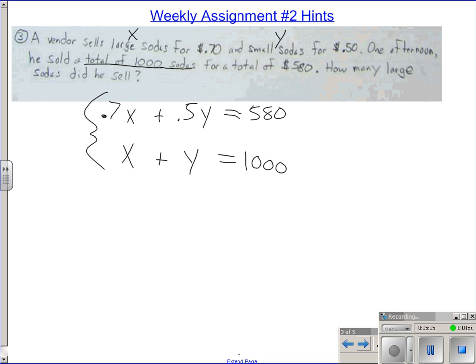So to solve for x and y, which we really only need to solve for the large number of sodas, we really only need to solve for x. What I would do is either substitution or elimination. Okay, so those are the methods to solve a system. So we'll just get you started. Since we only need to solve for x, I would solve this bottom equation for y. That's 1,000 minus x. That's what y equals. Plug it into the other equation. Now you got an equation with just x's in them. Solve it.